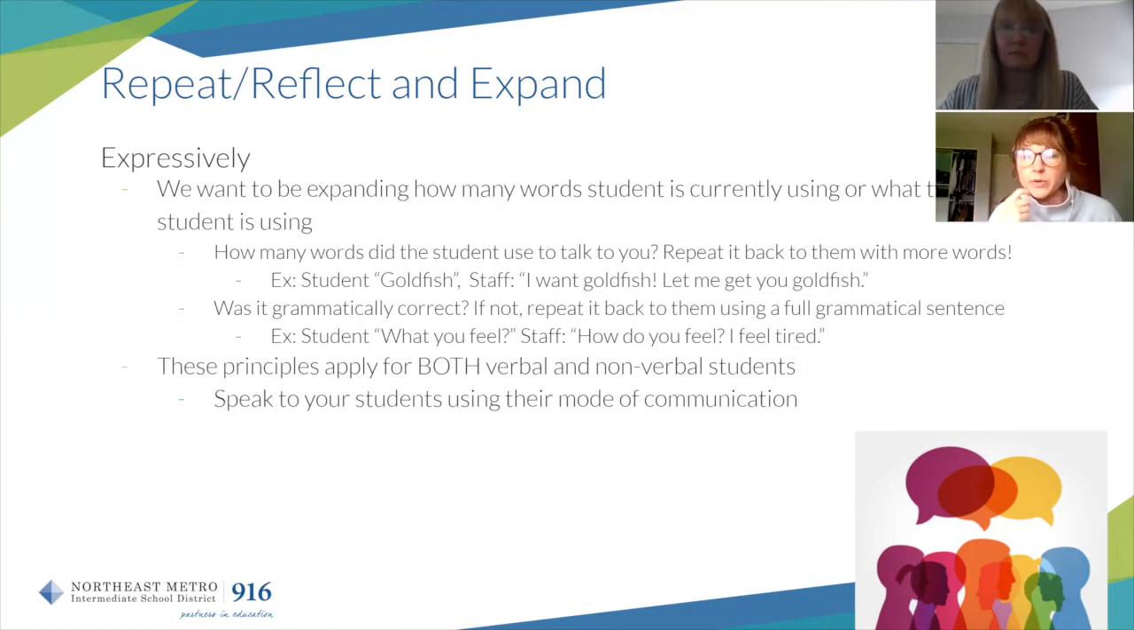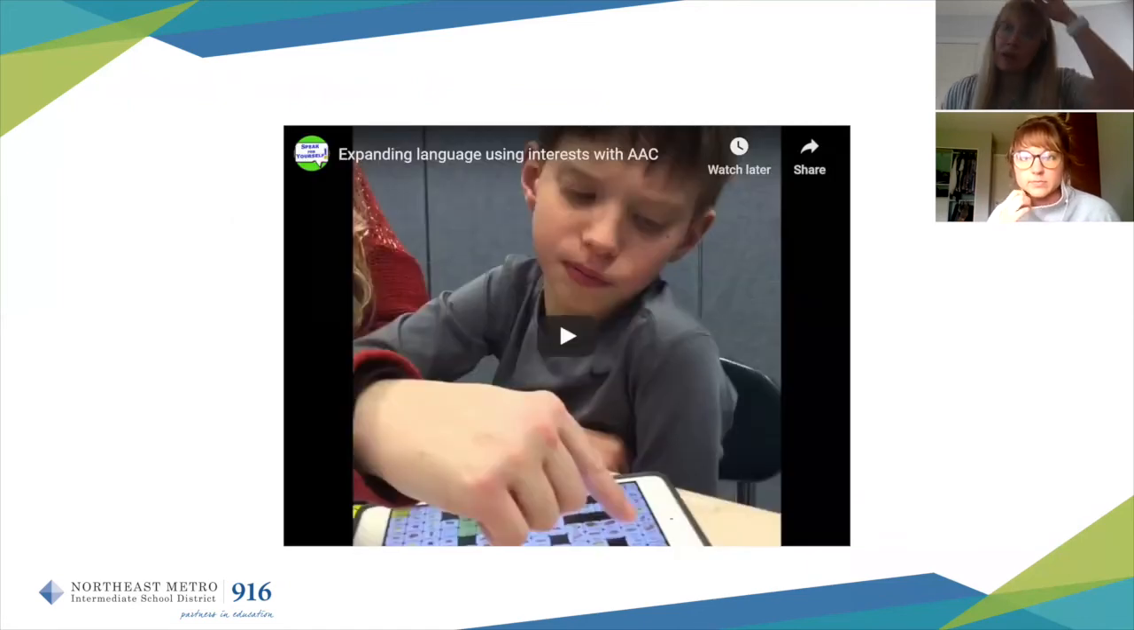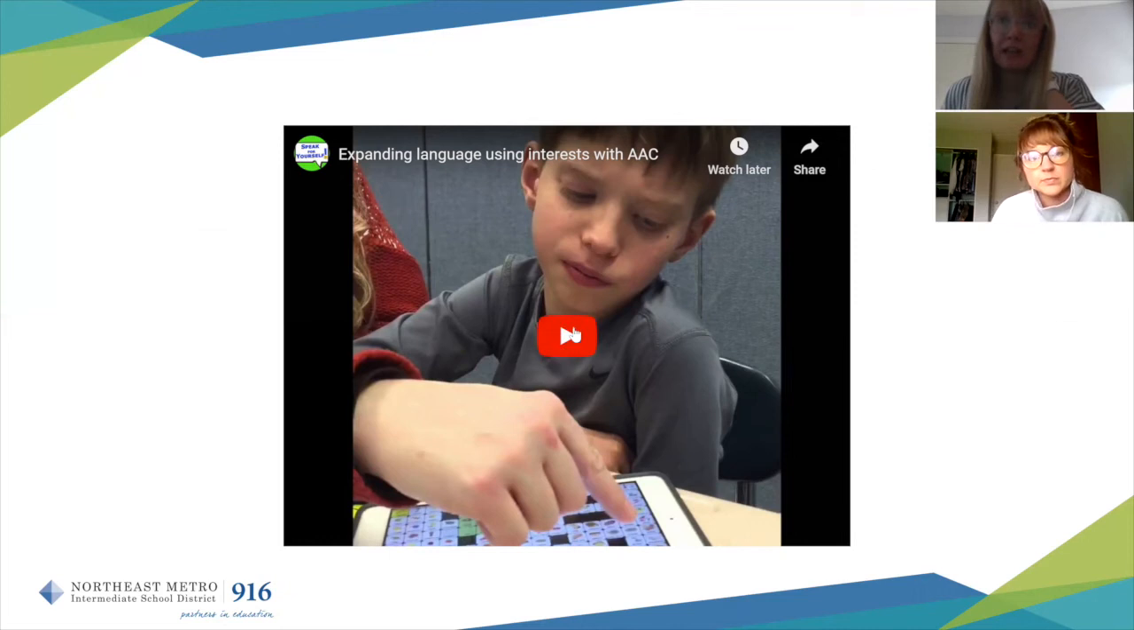These principles apply for both verbal and nonverbal students. So thinking about just using whatever modality of communication that student uses. If they are verbal, thinking about adding, as in our examples, that 1 to 2 words above where they're at. If a student uses a communication device, think about combining 1 to 2 more buttons than what the student is doing. So we're going to watch a quick video that nicely shows how a teacher expands upon what the student is doing using both their communication device and their voice.